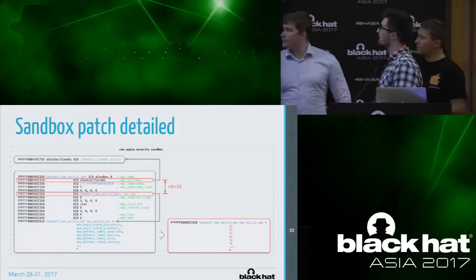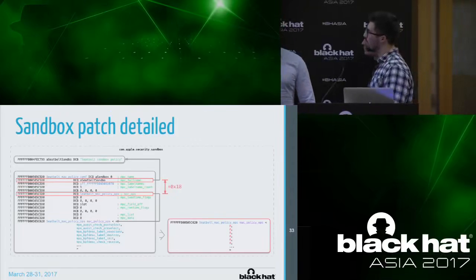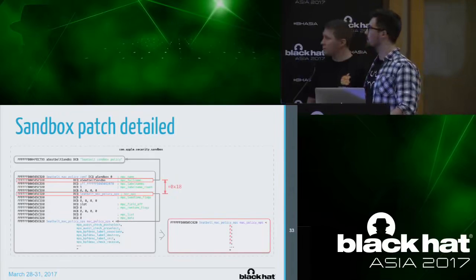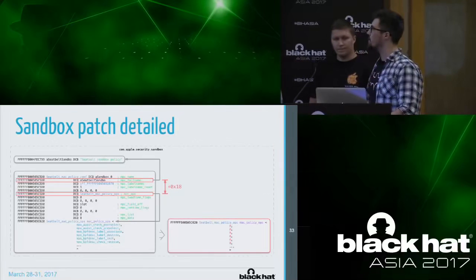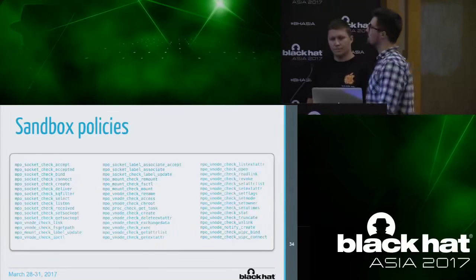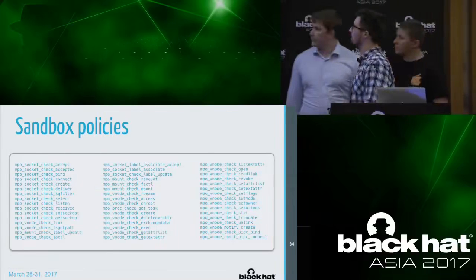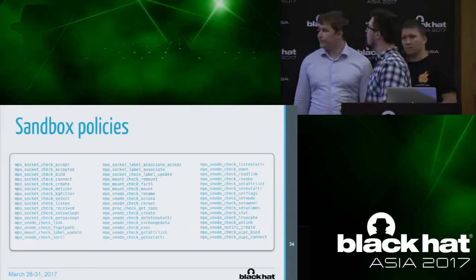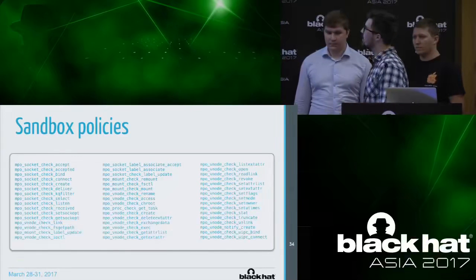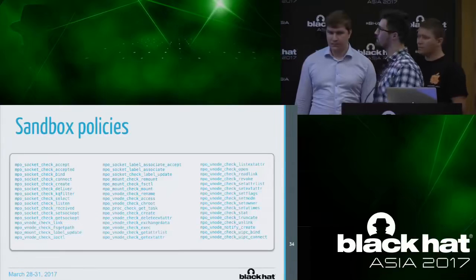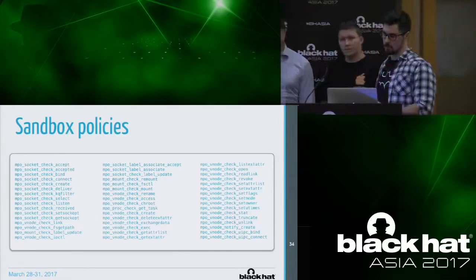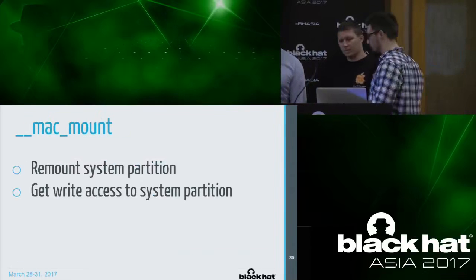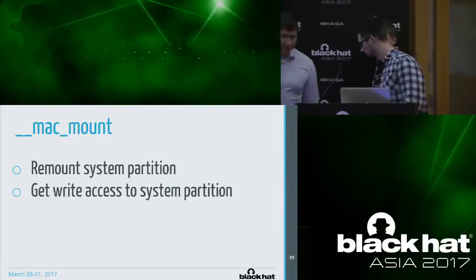And the MAC policy operations will look like this. So it's like an array which contains pointers to hooks. So we can null out everything or null out just interesting hooks. So here is an incomplete list of sandbox hooks. For example, as we see, bind check, stat check, mount check, rename, and so on. So we can disable only partial hooks. The next thing is MAC mount, and my friend Vlad will talk more about that.